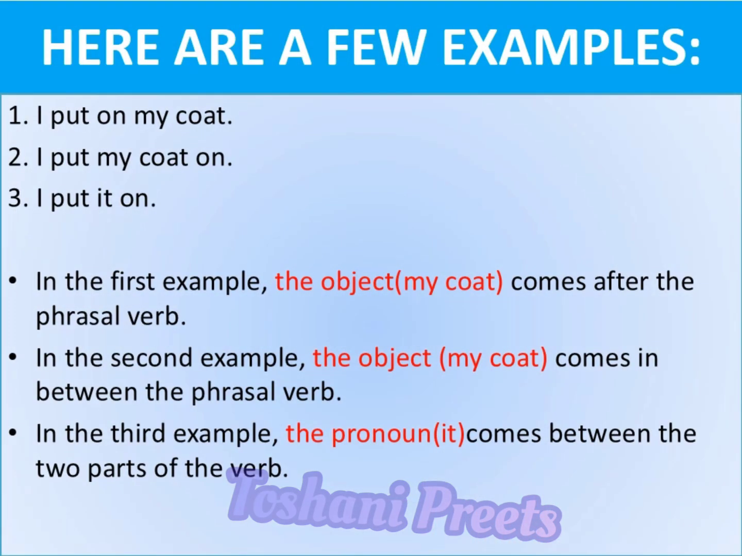In the first example, I put on my coat. My coat is the object in this sentence, and the object comes after the phrasal verb. In the second example, I put my coat on. Here the object my coat comes in between the phrasal verb. So the object keeps changing its position. In the third example, I put it on. My coat is replaced with the pronoun it, and it comes between the two parts of the verb.